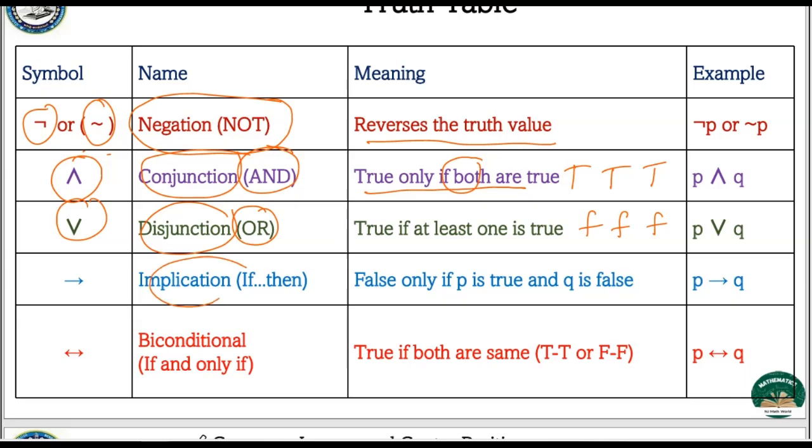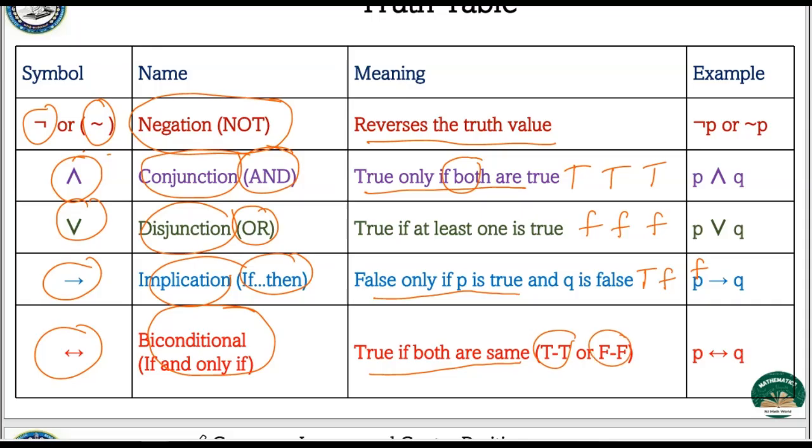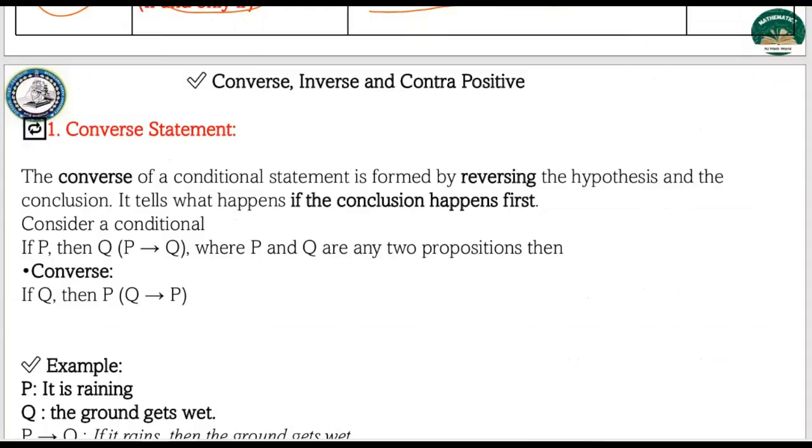Then implication, if-then. We use a single arrow. It is false only if P is true and Q is false. If it is T and F, it is F. Then biconditional, if and only if, with a double arrow. It is true if both are the same. If you have TT or FF, the answer will be T. Otherwise, it is false. This is a small recall to remember. It's very important. You should remember them. Then we'll move on with the converse.